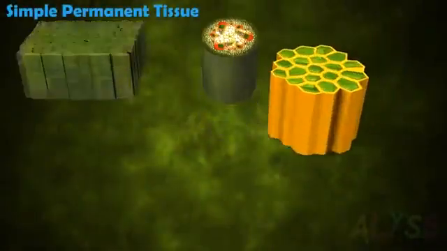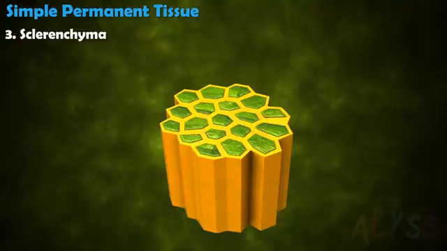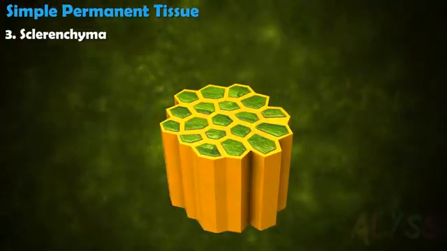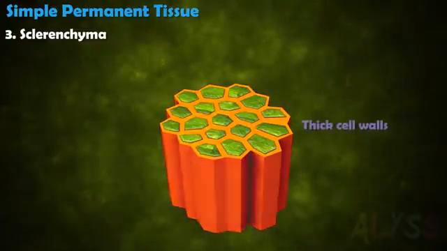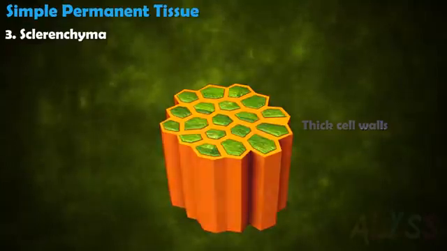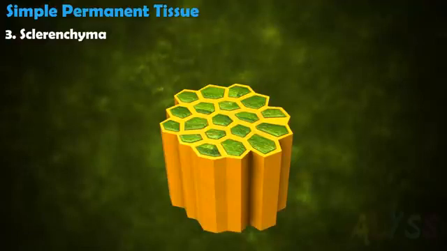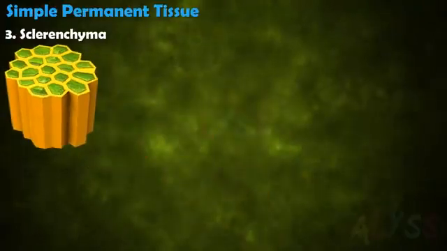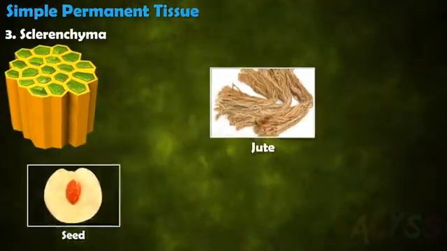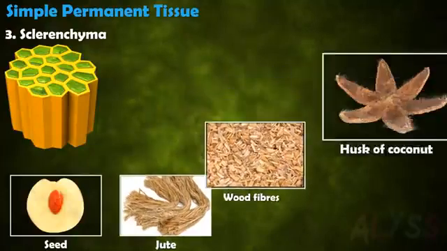Number 3 is sclerenchyma. These are dead cells with no protoplasm. They have thick cell walls and the cell lumen is lost. The main function is to provide mechanical support. They form the hard covering of seeds, jute, wood fibers and husk of coconut.